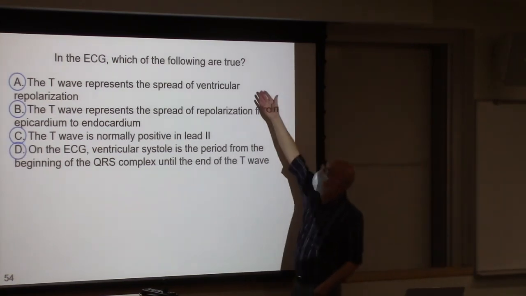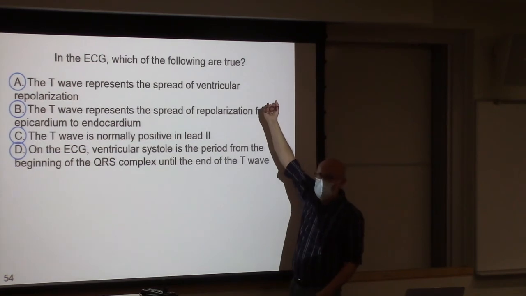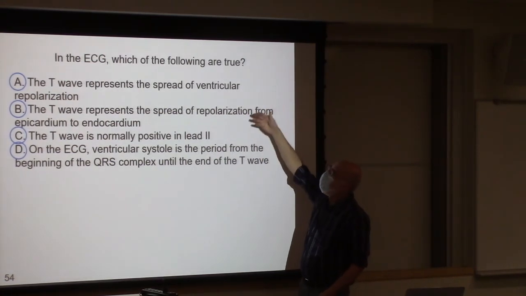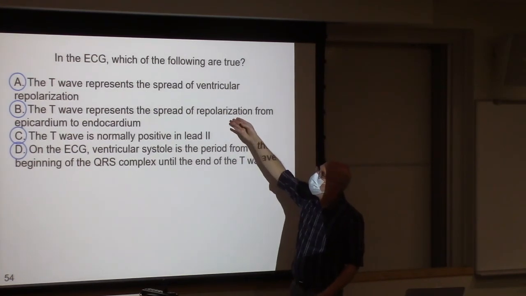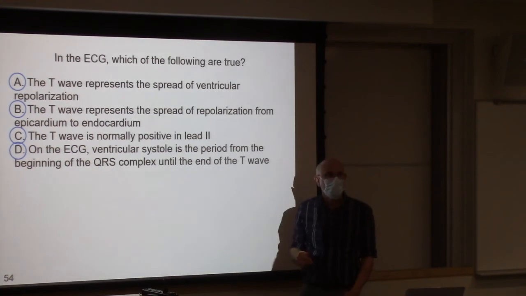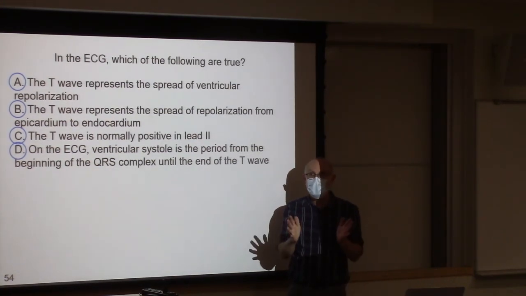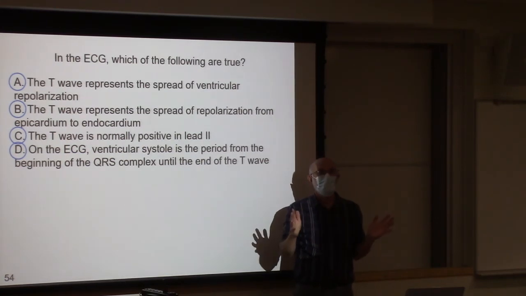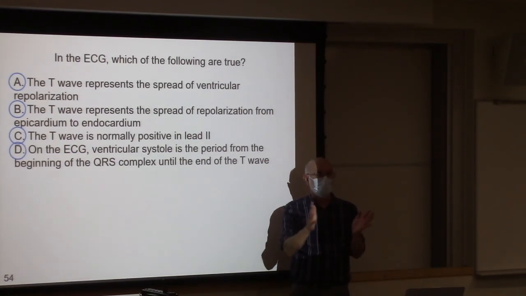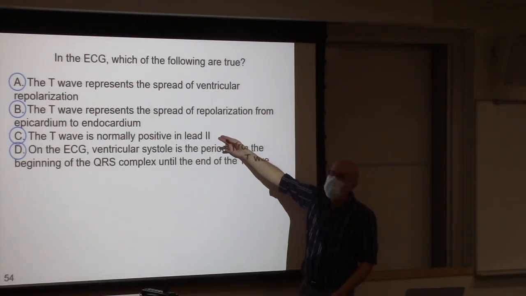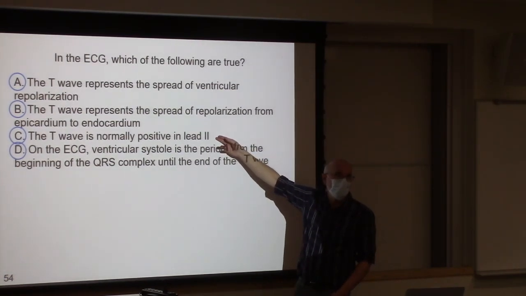So the T wave does represent the spread of ventricular repolarization. That's the definition that I gave. I said over there somewhere that the T wave represents the spread of repolarization from epicardium to endocardium, from outside to inside. So depolarization spreads from in to out, repolarization spreads from out to in. That's a true statement. The T wave is normally positive in lead 2. We did that one together.